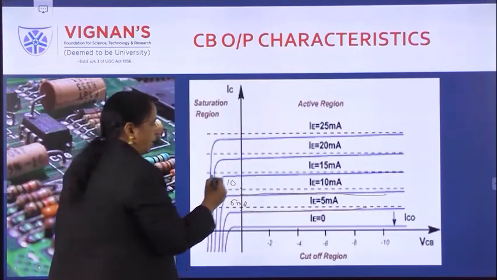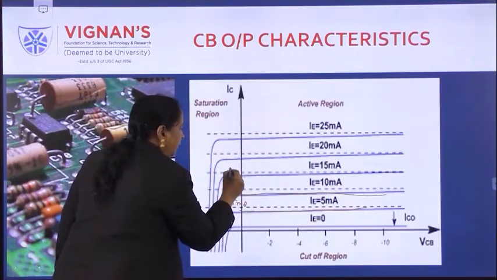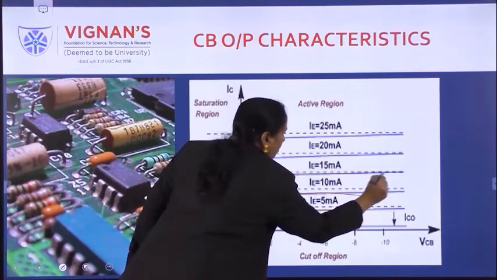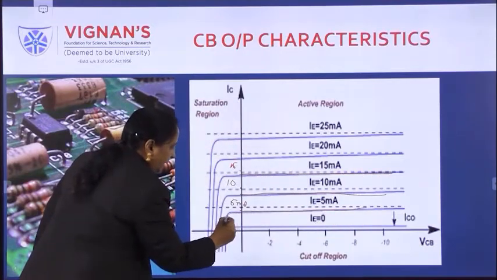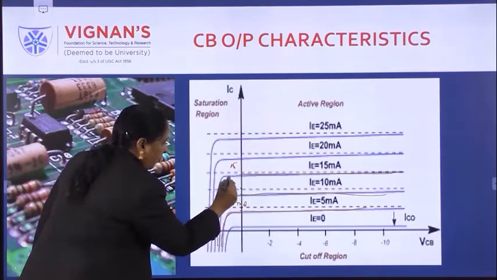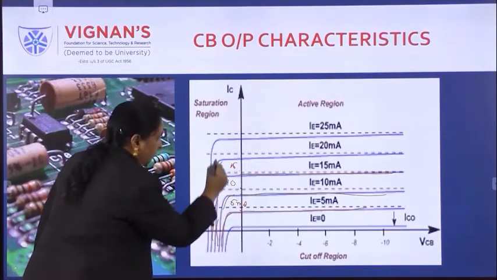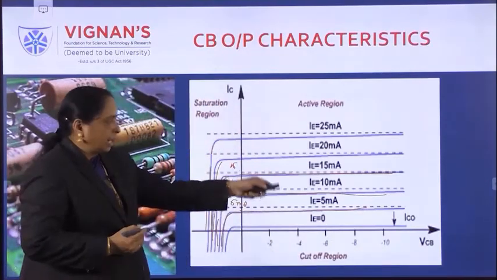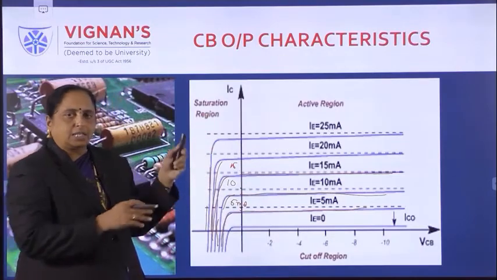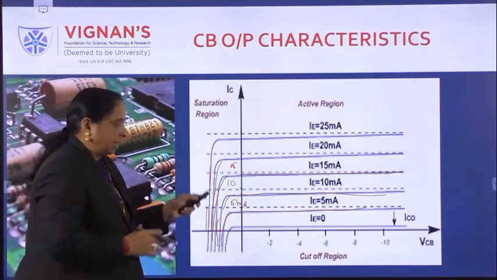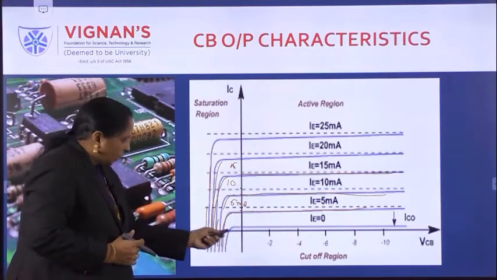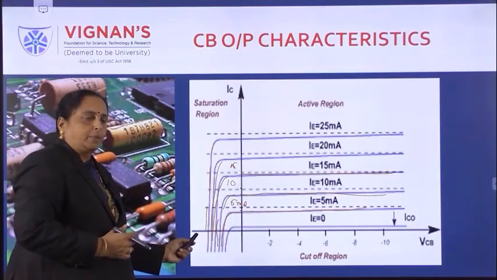Then, when emitter current is 15 milliamperes, see here, this is 15 milliamperes, collector current is just below that. Therefore, if you extend this line, you can see the positive changes. Because VCB is negative, when collector voltage and collector current are negative, that's why we have taken them on the same axis, on the positive axis. If you extend towards the back side, you can see some positive VCB values.